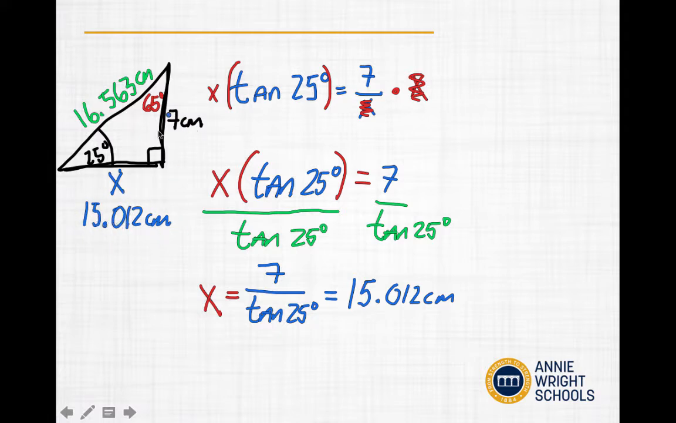One way to check your answer is to take 7 squared and add 15.012 squared. Take the square root of that sum and see if you get something close to this. Now, if you use the Pythagorean theorem with these rounded answers, it won't be exact, because the only exact value was 7 divided by the tangent of 25 degrees. This is a rounded answer.